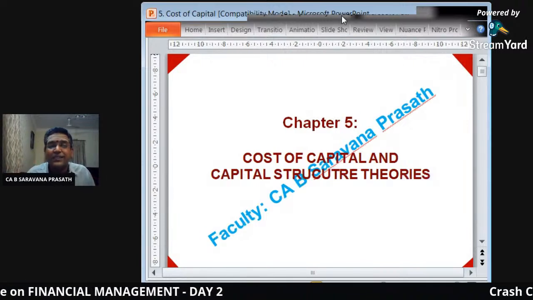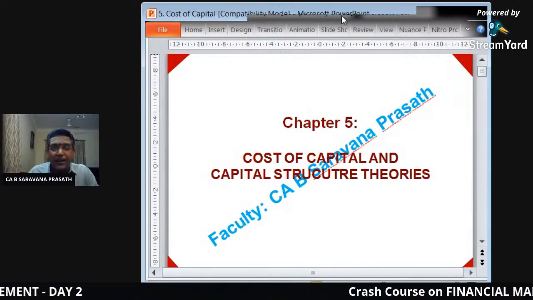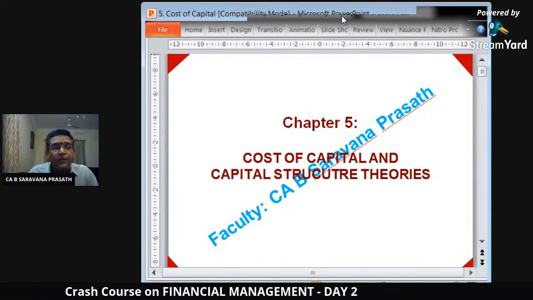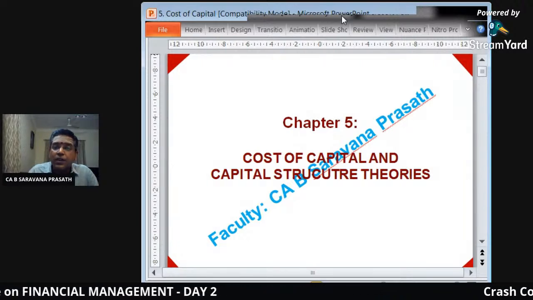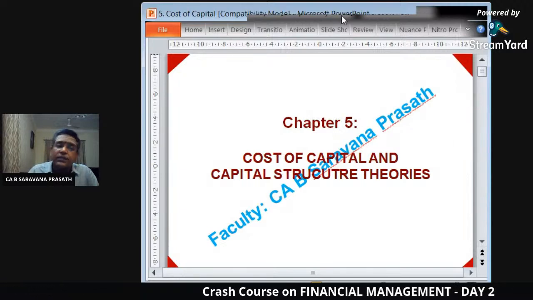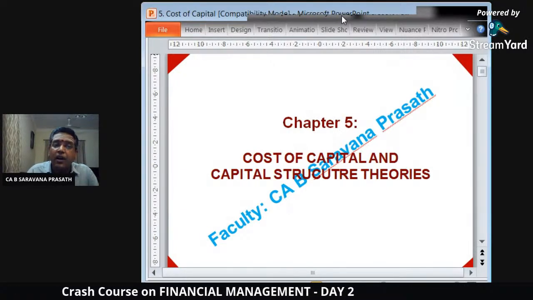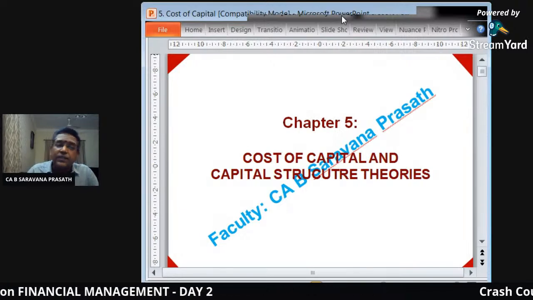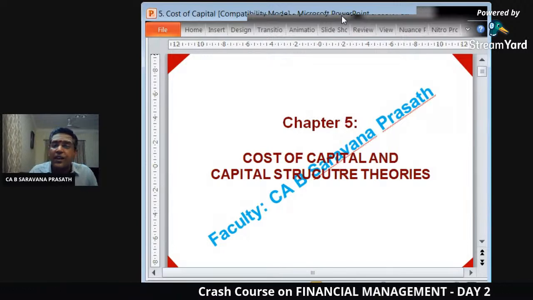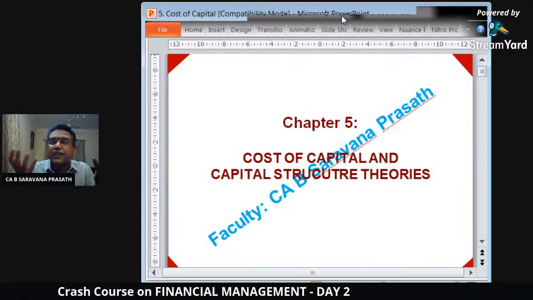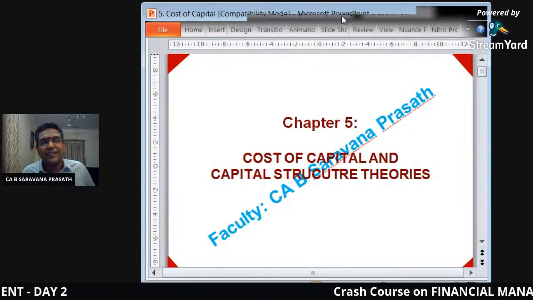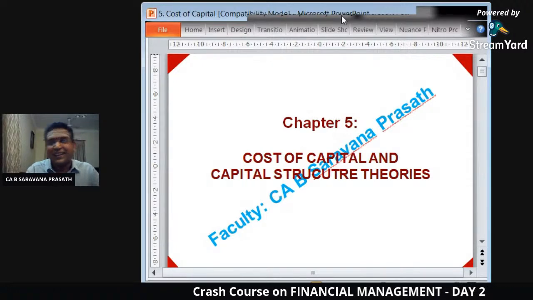Incidentally, investor means any person who has provided or who will provide long-term funds to the company. Investor equal to equity shareholder? Yes. Investor equal to preference shareholder? Yes. Investor is equivalent to a bank which has given a long-term loan to the company? Yes. All the three are investors. Any person who provides long-term funds to the company is called an investor.